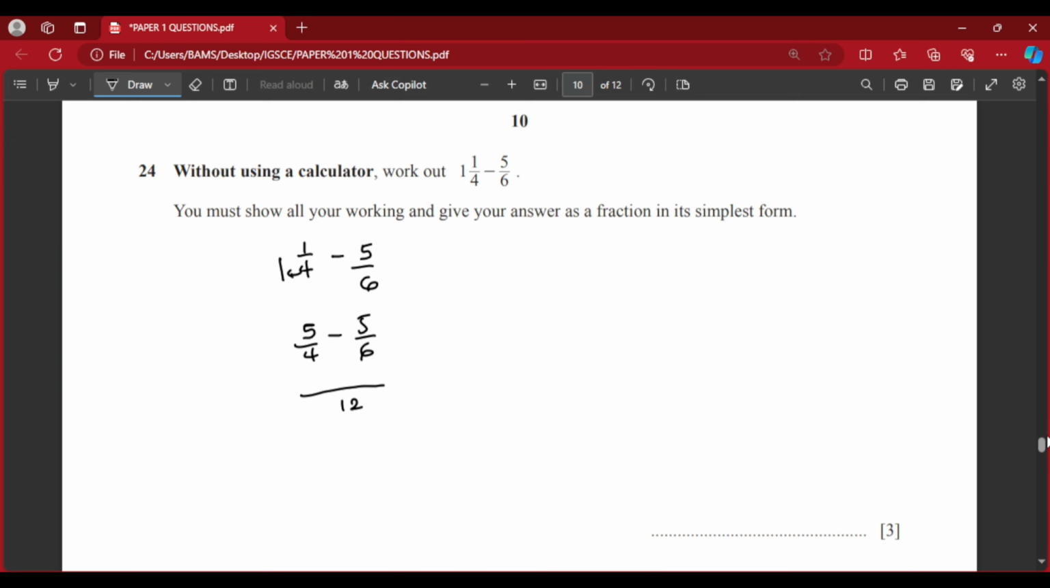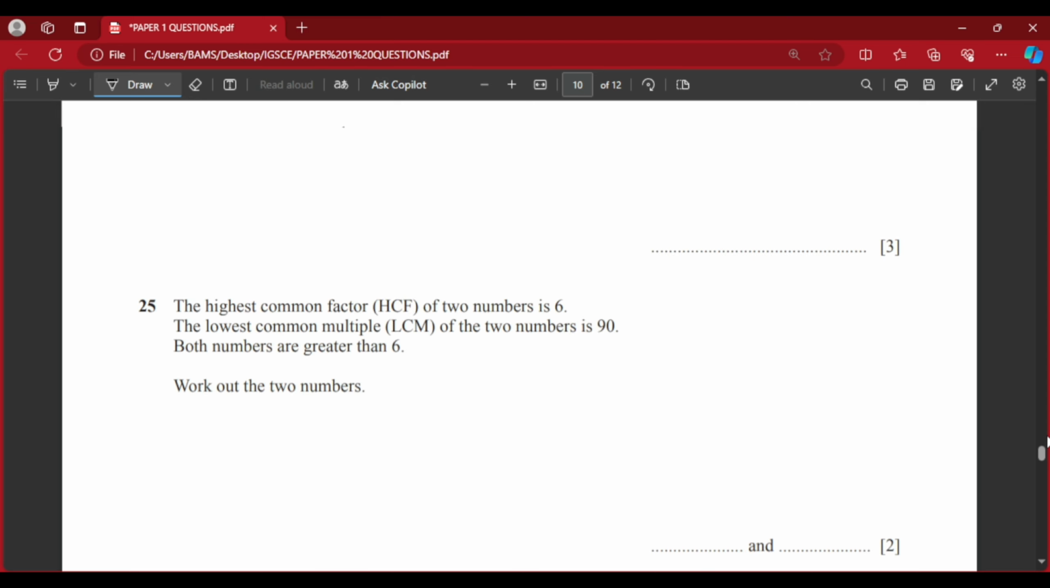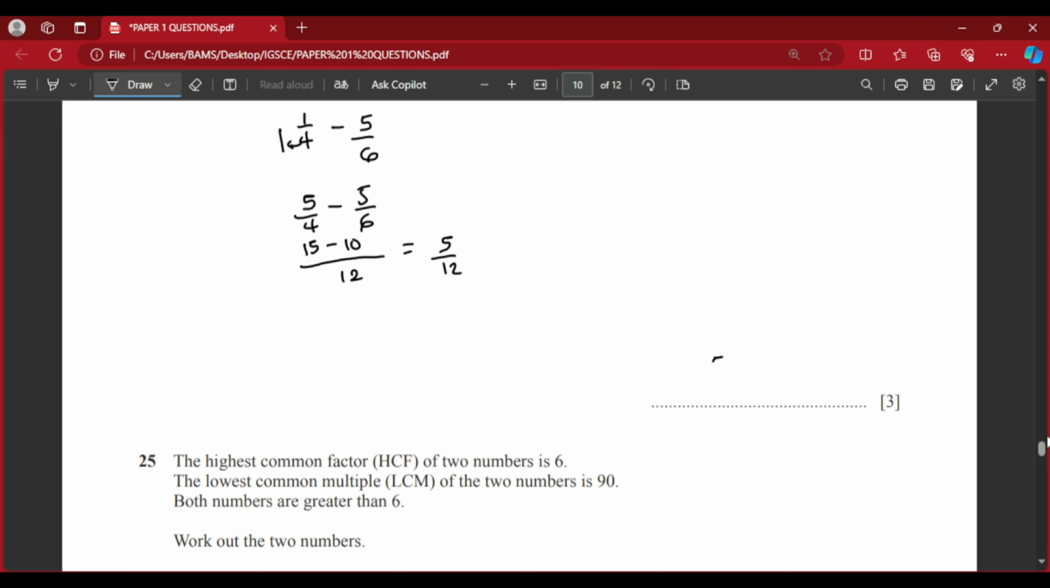4 into 12 is 3. 3 times 5 is 15, minus 6 into 12 is 2. 2 times 5 is 10, right? Good. So 15 minus 10, that's 5. 5 over 12. So our final answer without using a calculator is 5 over 12.